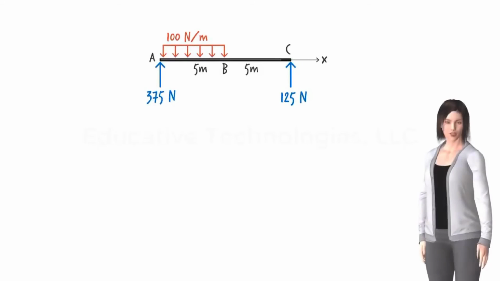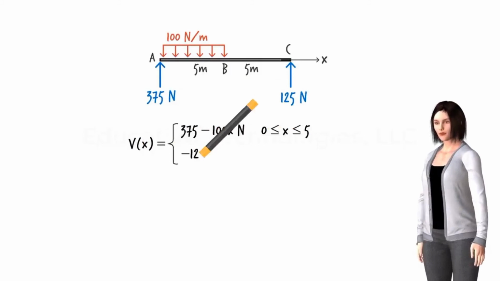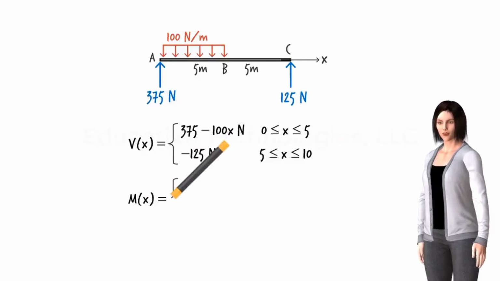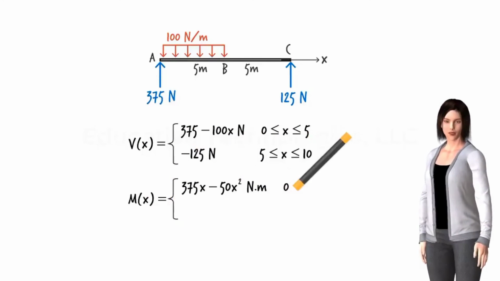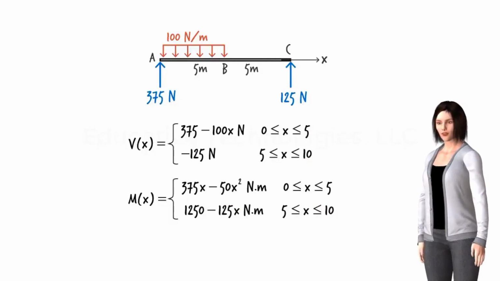In summary, shear in the beam is represented using these equations, and moment in the beam is represented using these equations. We will continue our discussion on shear and moment in beams in the next lecture.